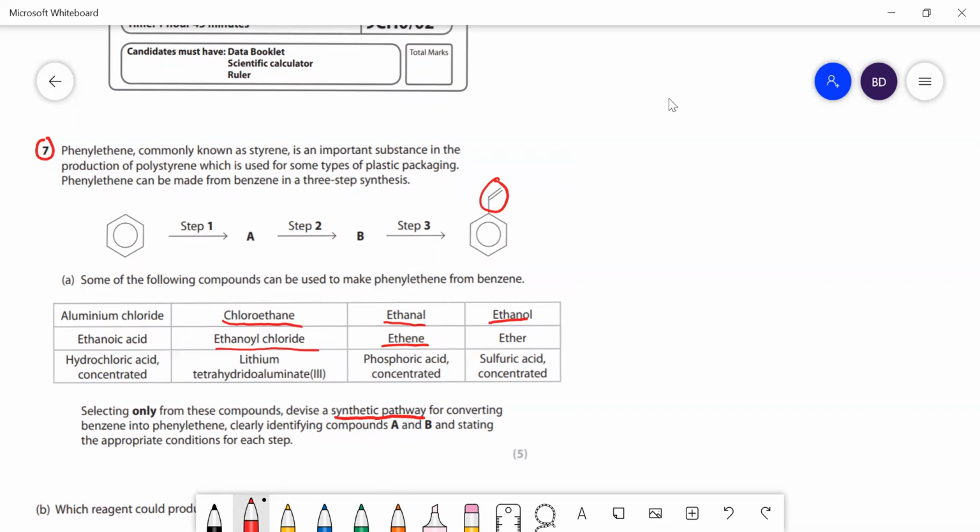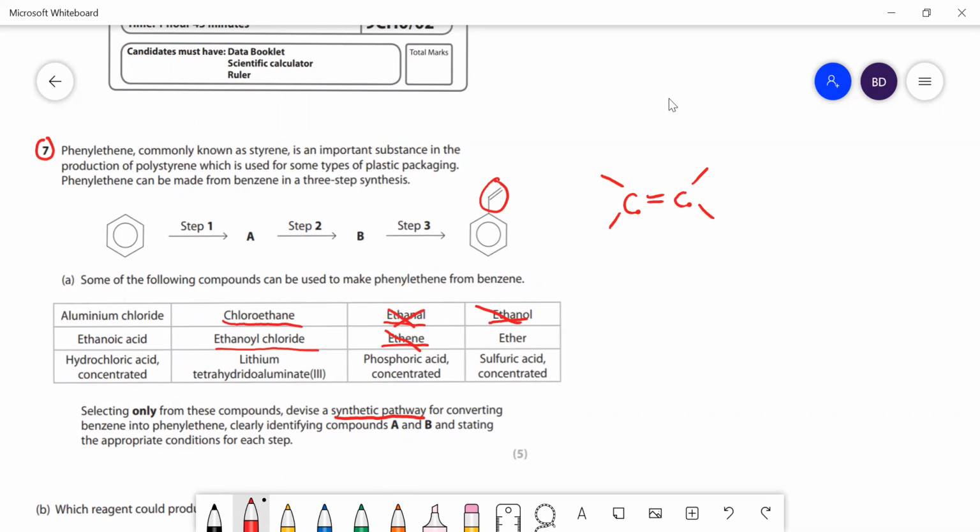Okay, so I suppose the most obvious thing you might think is, right, let's stick an ethene onto the benzene ring, because then we've done it. But we don't know any way of putting an ethene onto a benzene ring, so that's a non-starter. Likewise, I don't think you'll be able to think of a way of getting ethanol onto a benzene ring. So it leaves us with chloroethene and ethanoyl chloride.